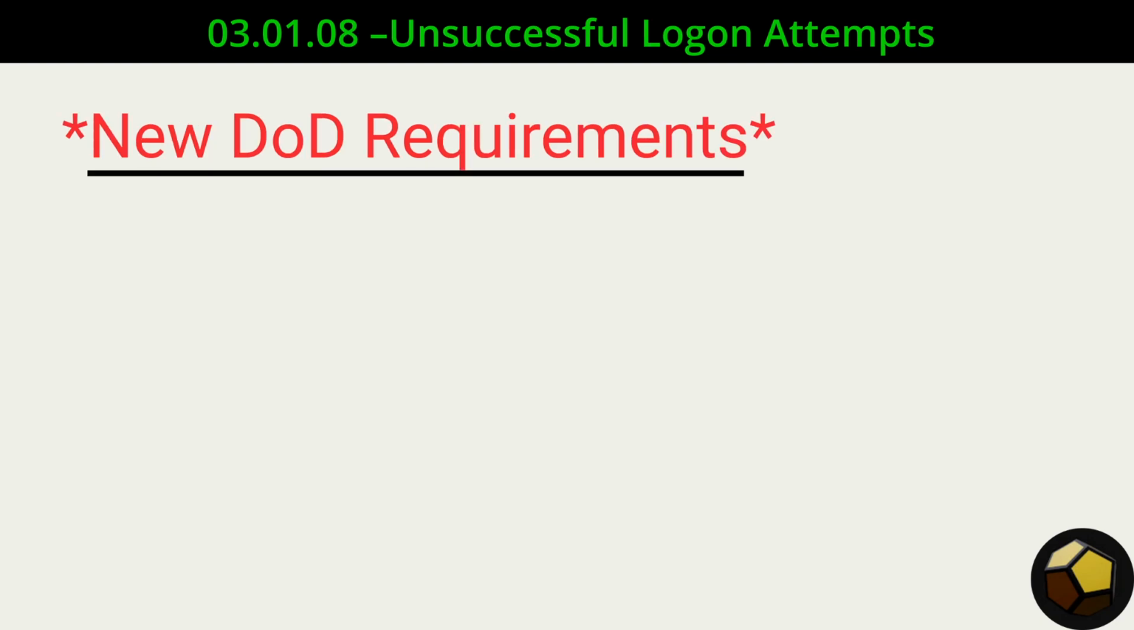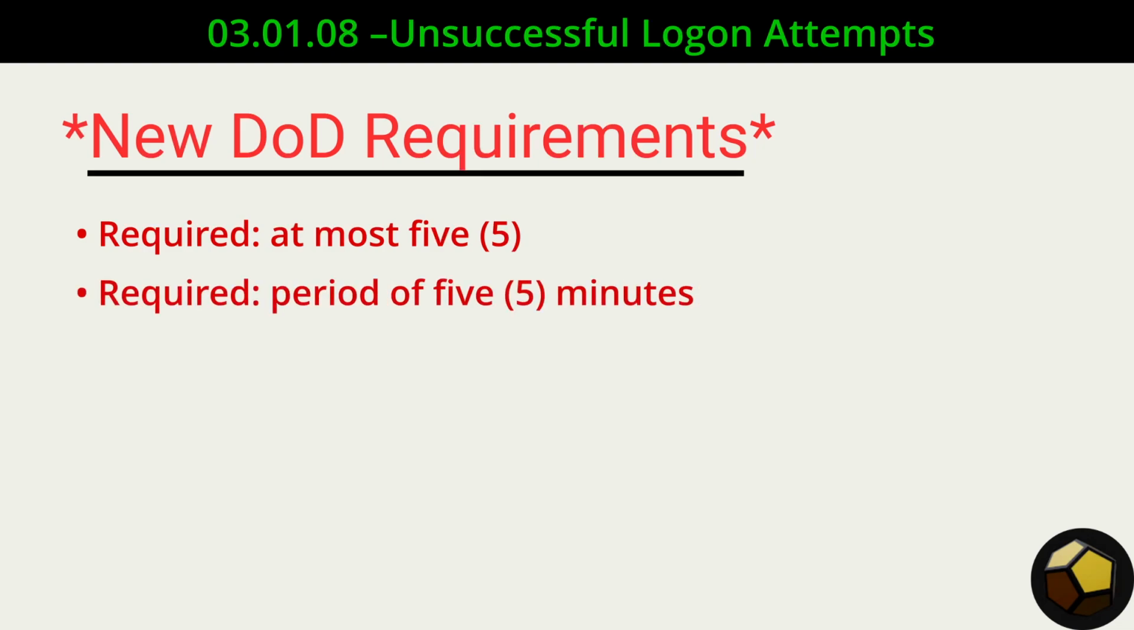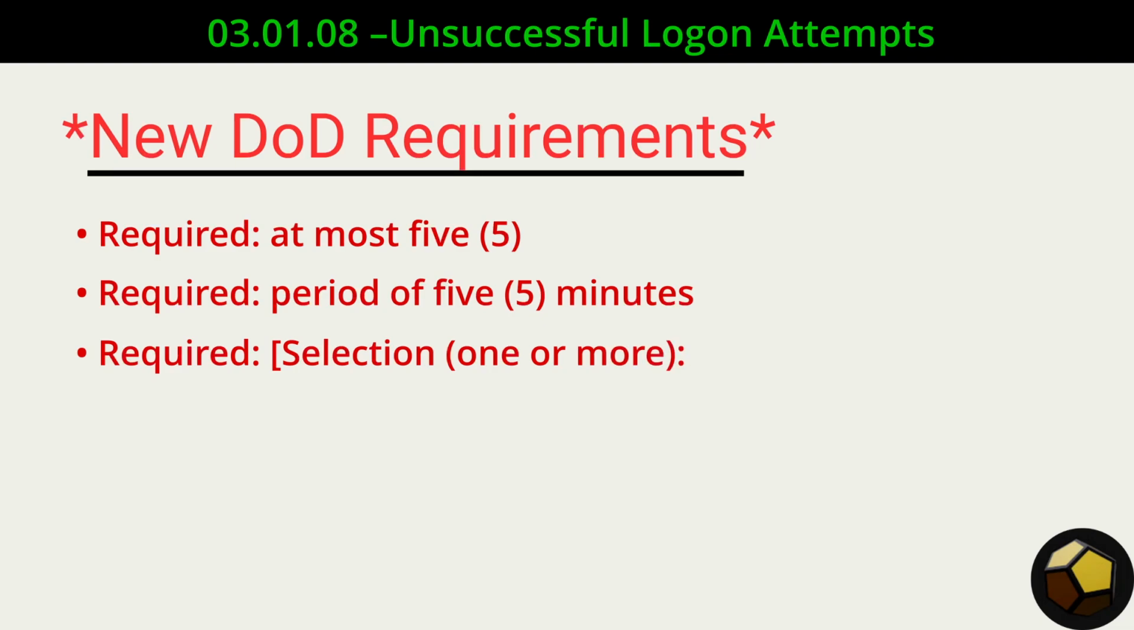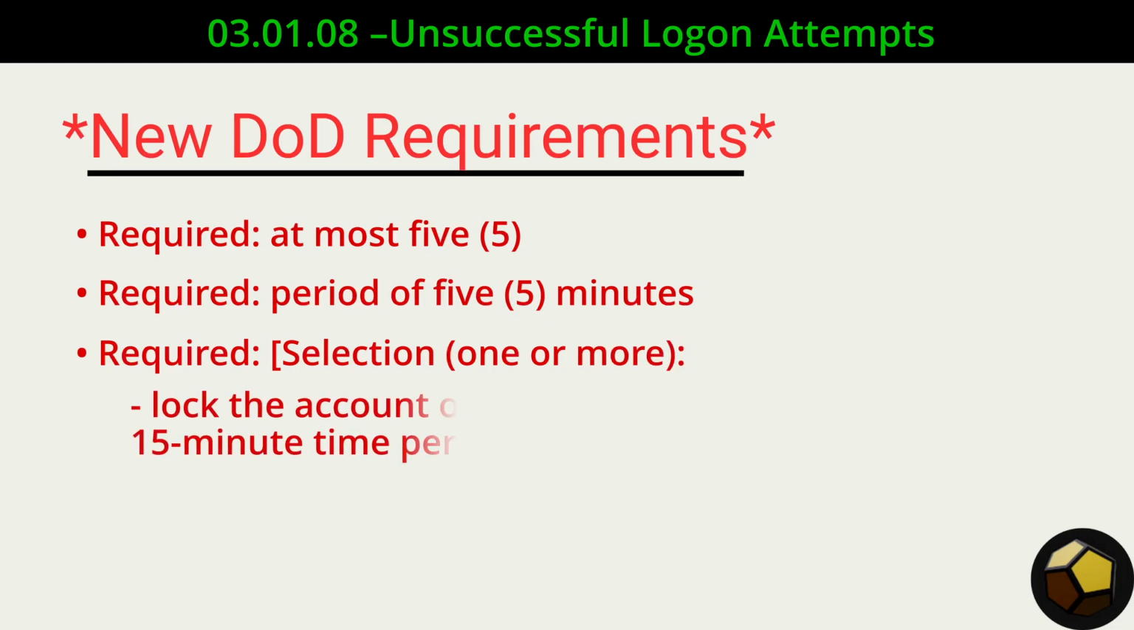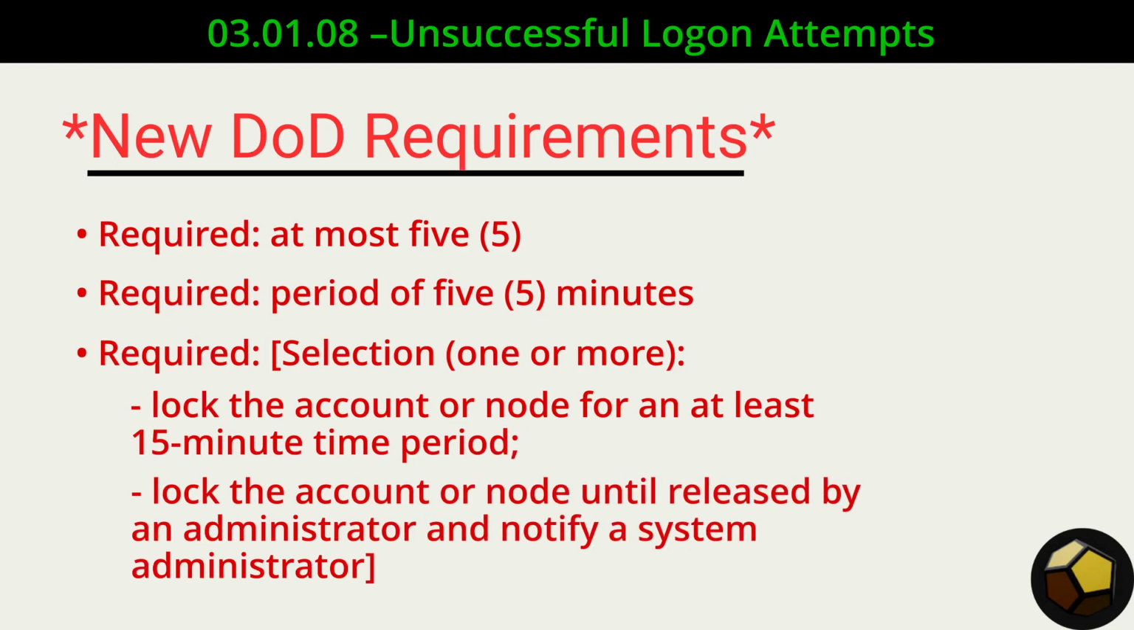With Revision 3, the Department of Defense has introduced specific mandatory values. The DoD requires no more than 5 failed logon attempts. This is within a 5-minute window. You must automatically trigger at least one of the following: lock the account or node for a minimum of 15 minutes; lock the account or node until manually released by an administrator; and notify a system administrator.